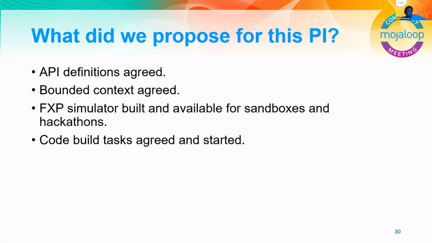We also have some more or less agreed sequence diagrams showing how this will happen if currency conversion is undertaken by the payer DFSP or if it's going to be undertaken by the payee DFSP. I'll come back to that in a bit. We didn't get as far as agreeing a bounded context or indeed agreeing and starting the code build tasks. And I'll explain why that was a little later on. And I'll come back to the FXP simulator.